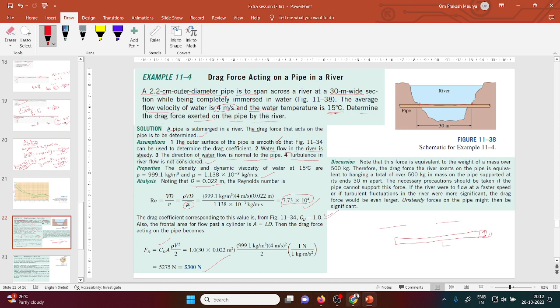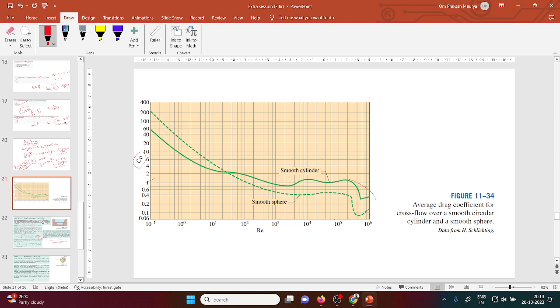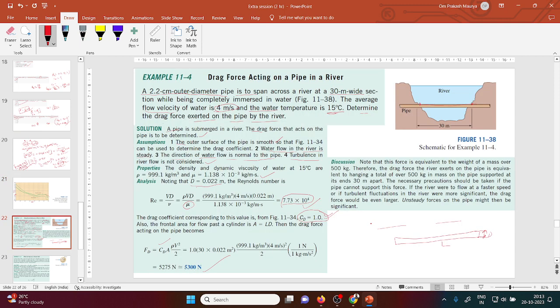What is the role of Re, sir? The role of Re, Reynolds number. We use the Reynolds number for calculating your drag coefficient, right? Yes, sir. From the figure, the Reynolds number comes around 10 to the power 4. So for 10 to the power 4, the y-axis is the drag coefficient, and in the x-axis, your Re. For 10 to the power 4 Re, your drag coefficient for a smooth cylinder is around 1, right? So in this question we have taken that.